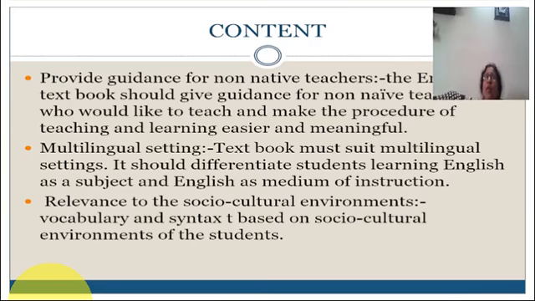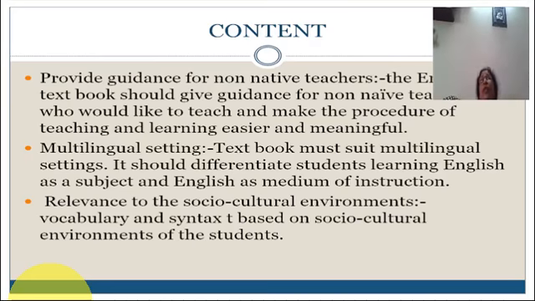The students can be of two types. One, studying English as a language, and another category of students who are learning other subjects in English medium. Hence, there should be proper guidance for non-native speakers. The next aspect is multilingual setting. A textbook must suit multilingual settings. That means it should give clear instructions to the students of various kinds.